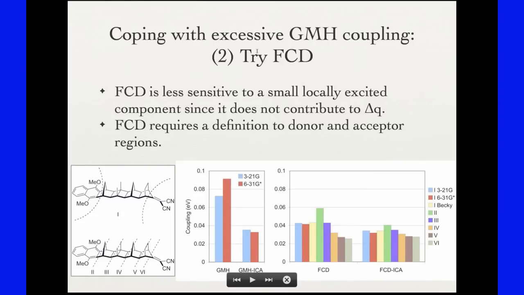Another way is to try FCD. FCD is less sensitive to a small locally excited component since it does not contribute to the delta Q. So once this is excited, it does not contribute to the charge difference in the operator, is what I mean here. On the other hand, you do need to define the donor and acceptor regions. Here I'm showing you that, in general, it doesn't really affect where you cut the molecules. So you can try FCD also, and the result may be a little more robust than GMH.